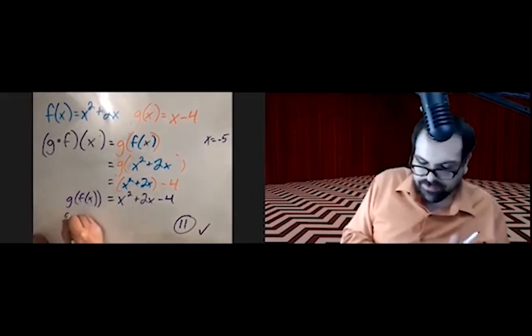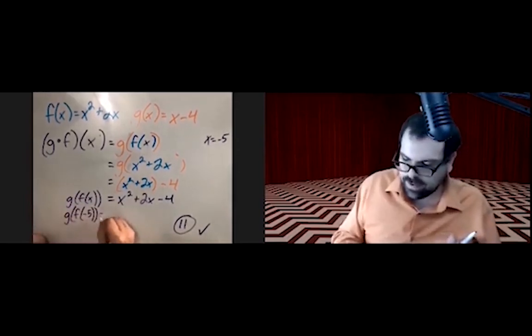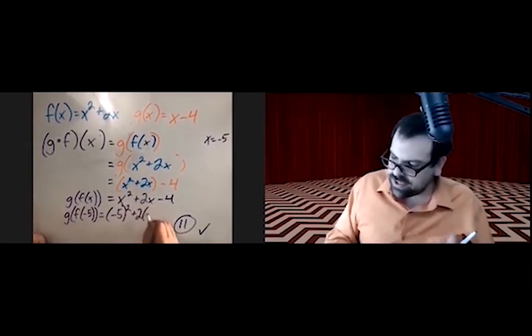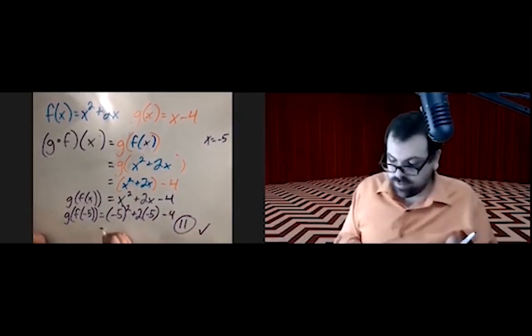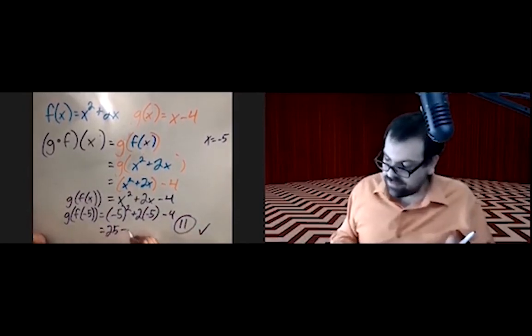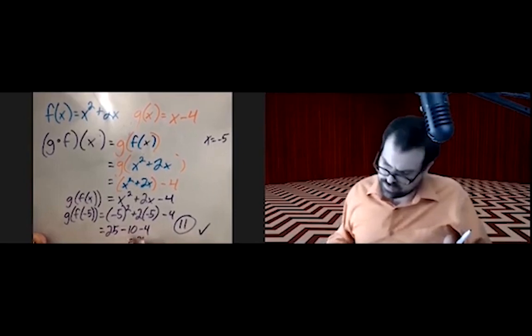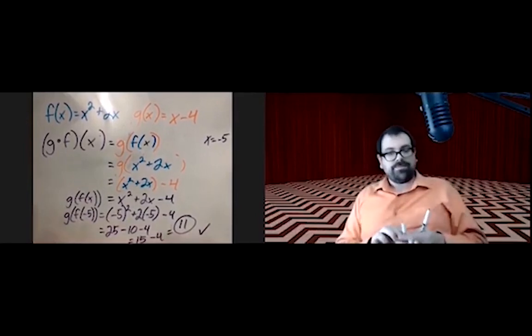If I plug negative 5 in, I get negative 5 squared plus 2 times negative 5 minus 4. I get 25 minus 10 minus 4. I get 15 minus 4, which is 11.